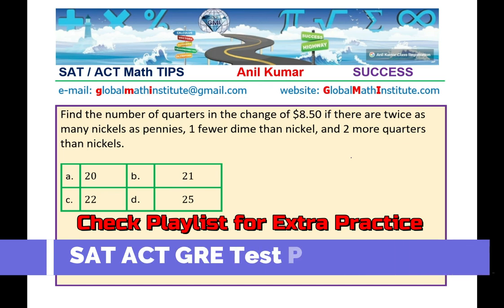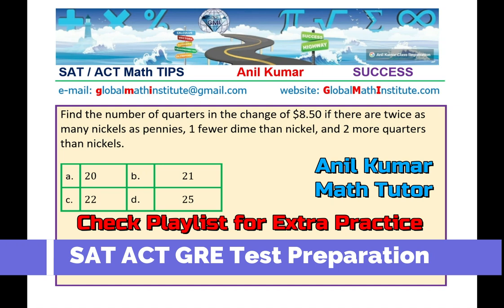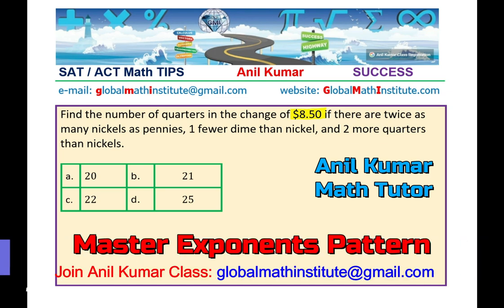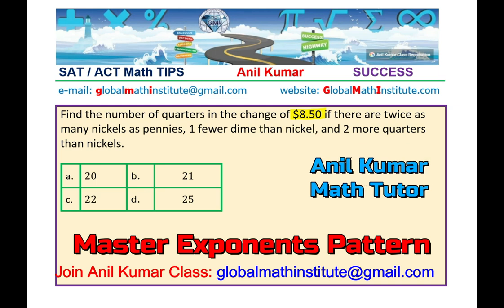Let us understand the art of problem solving. Here is a very important question based on money. Find the number of quarters in the change of $8.50 if there are twice as many nickels as pennies, one fewer dime than nickel, and two more quarters than nickel. Four options are given to you. Pause the video, answer the question.